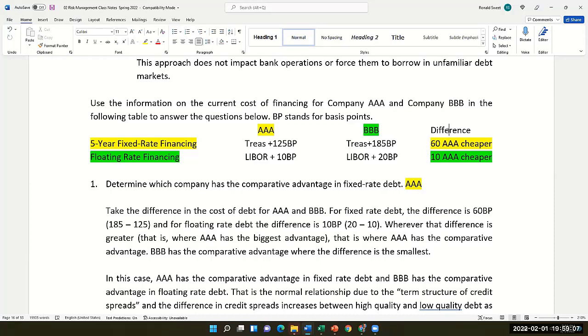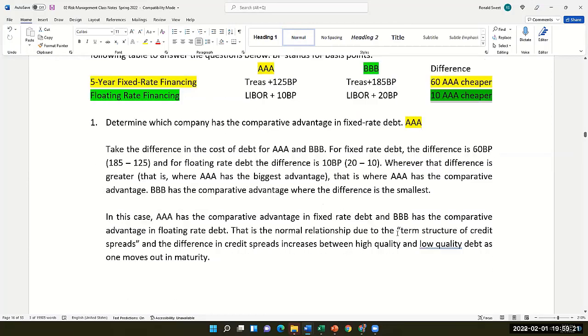It works the same way here. So AAA is 60 basis points cheaper on fixed rate, but they're only 10 basis points cheaper on floating rate. And that's the way you expect it because there is a term structure of credit spreads. What that means is the further out you go in maturity, the higher rate spreads rise for lower credit quality versus higher credit quality. And so that's what you would expect.